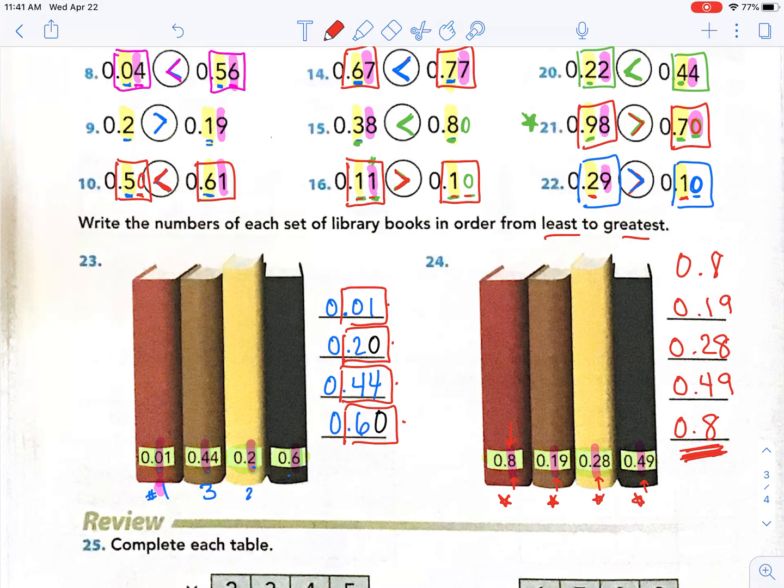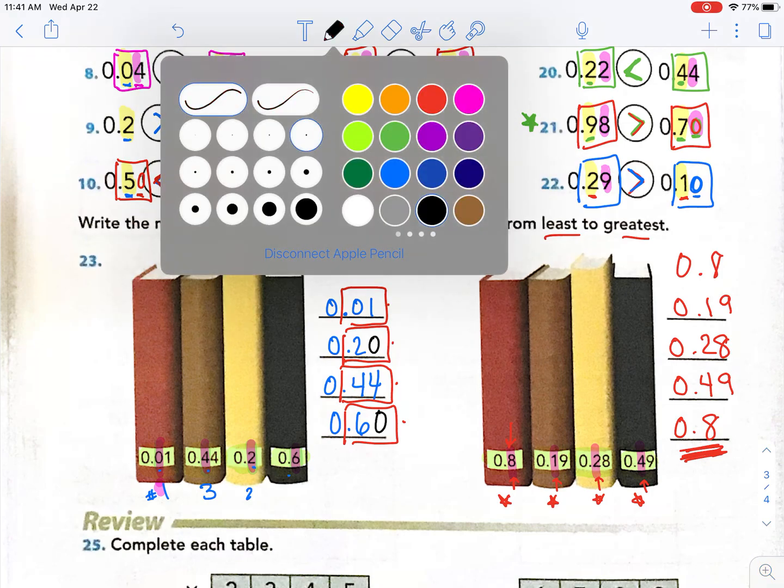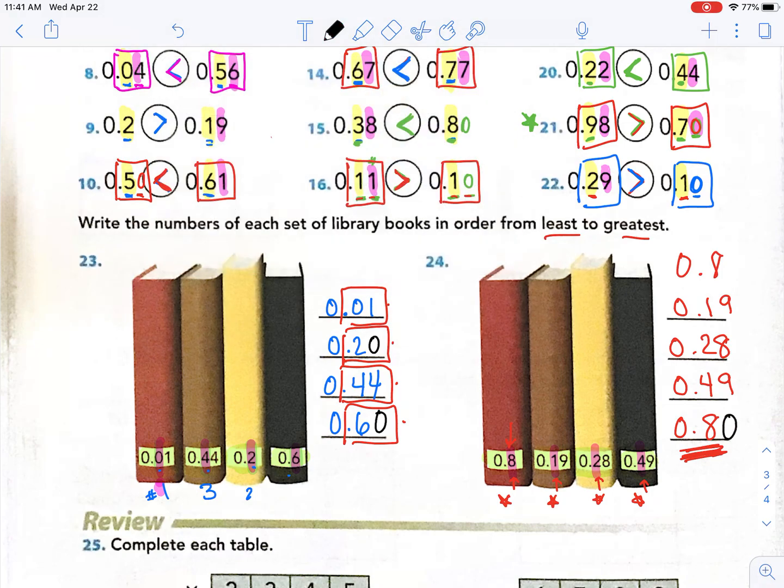But boys and girls, what is that really? Remember, if there's nothing in the hundredths place, fill it in yourself. This is 80 hundredths. Okay, this is where a lot of people go wrong. They just look and go, oh, 8, 19, 28, 49. And they leave this one as the first one, and they end up forgetting that that's 8 in the tenths place with a missing hundredth.